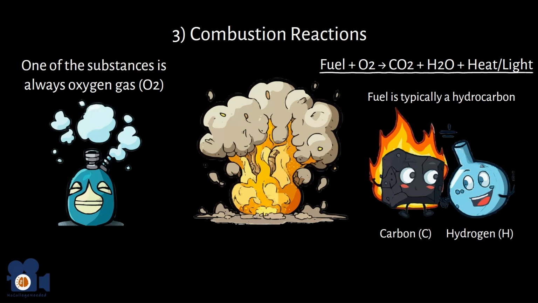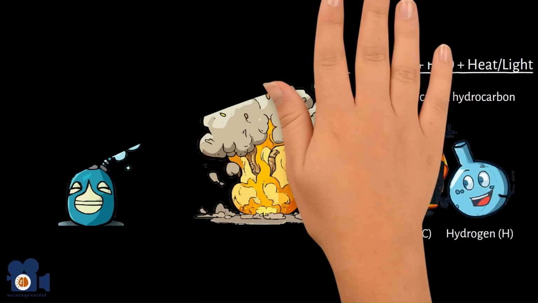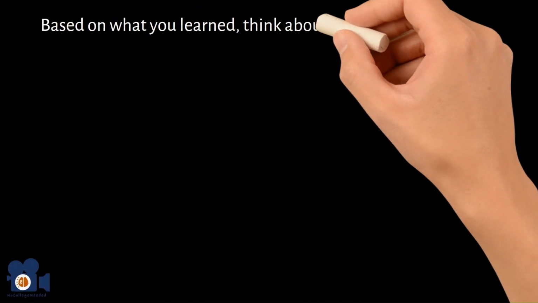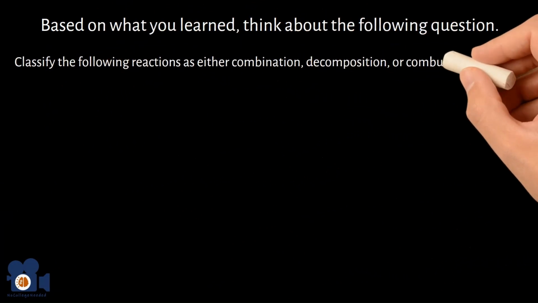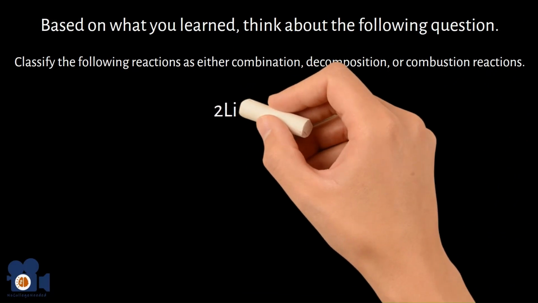A combustion reaction was shown in Unit 3.1 with the combustion of methane. Based on what you learned, think about the following question. Classify the following reactions as either combination, decomposition, or combustion reactions.